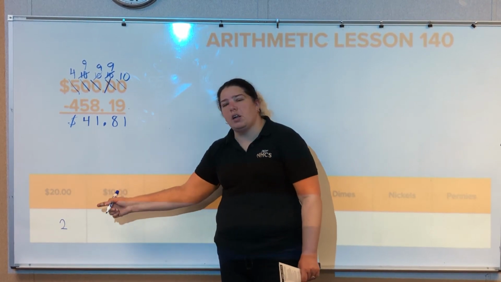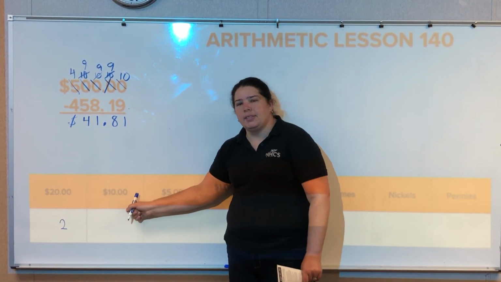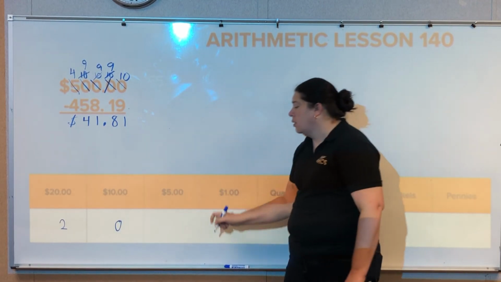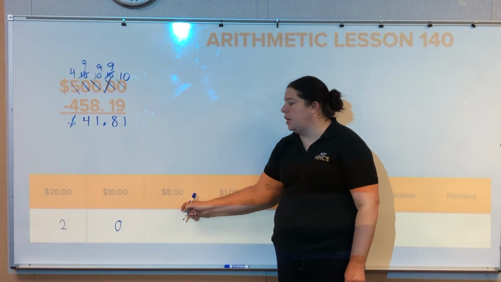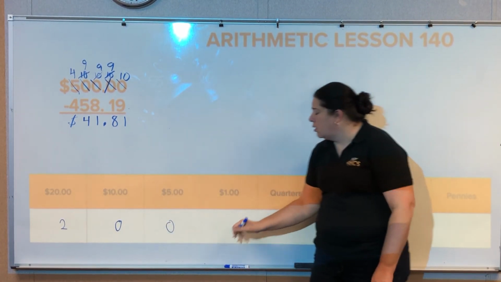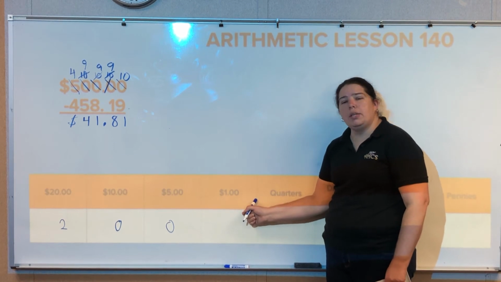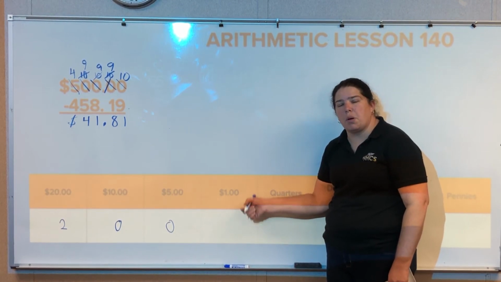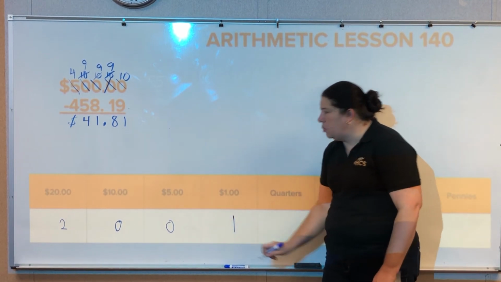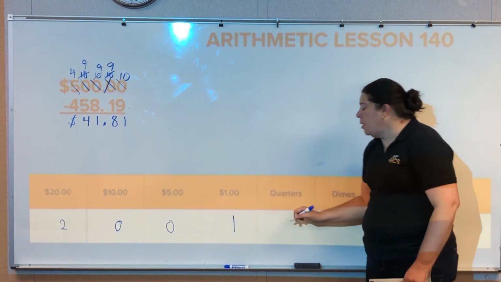Now 10. If I have $40 already, adding 10 would be $50. That's too much. So 0. $5. That would be 45. Too many. How about $1? We'd have 40 now. Remember 40 in our head. Plus $1 would be $41. Very good.